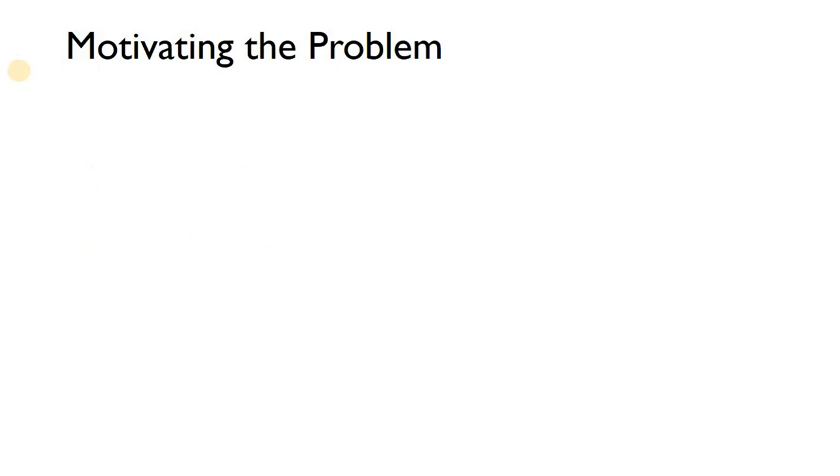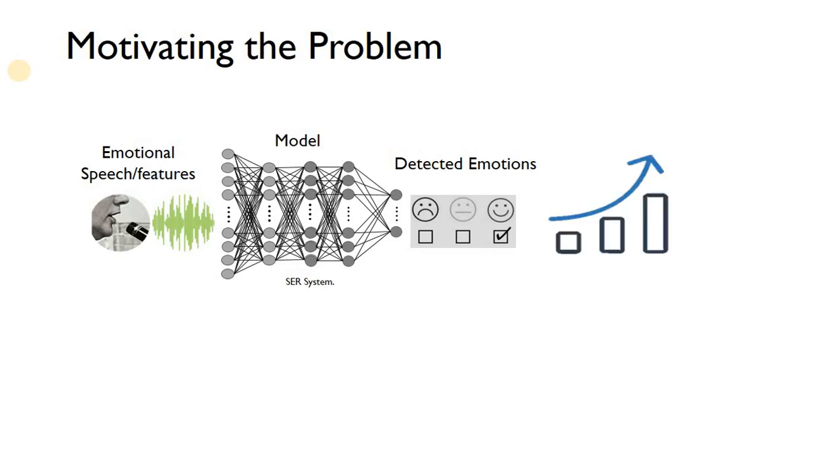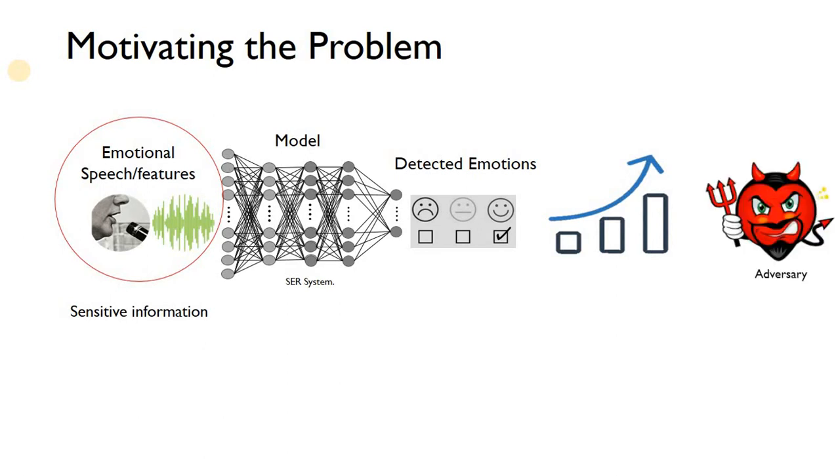Motivating the problem. If we see a typical speech emotion recognition system, it consists of emotional speech or features that are given to a deep learning model for emotion classification and prediction. And due to the recent advancements of deep learning models, the performance of SER systems is increasing day by day. However, if we see in this system, it contains emotional speech or features that can also have sensitive information that can be used by an adversary for speaker, language, gender identification.